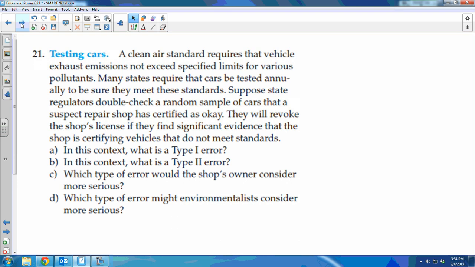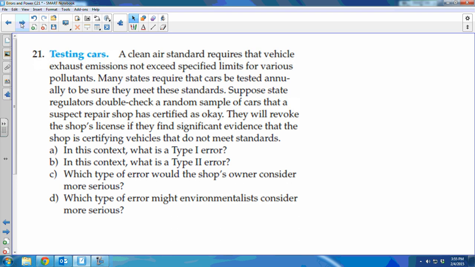A clean air standard requires that vehicle exhaust emissions not exceed specified limits for various pollutants. Many states require that cars be tested annually to be sure that they meet these standards. Suppose state regulators double-check a random sample of cars that a suspect repair shop has certified as okay. They will revoke the shop's license if they find significant evidence the shop is certifying vehicles that do not meet the standards. Now, before we even do A, B, C, or D, we need hypotheses. They are not going to be the hypotheses we're used to because they don't give you any proportion, but we can write them in context, all right? Now, they're going to give you some claim. That's what's going to happen in your homework, too.